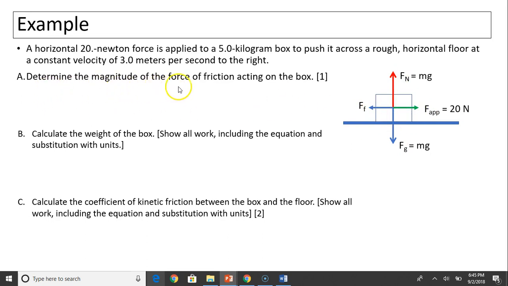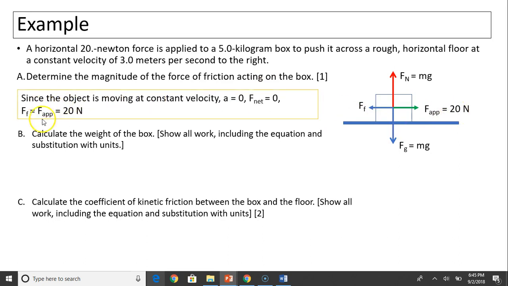A. Determine the magnitude of force of friction. Since it's moving at a constant velocity, force of friction and applied force have to be the same. So force of friction equals 20 newtons. B. Calculate the weight of the box. Weight of the box is gravity, which equals mg. So m we already know is 5 kilograms, g is 9.81, so we have 49 newtons.